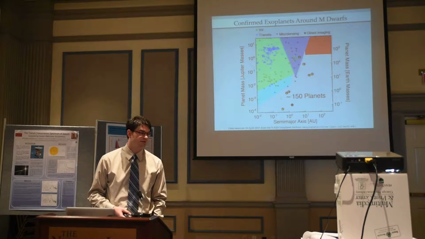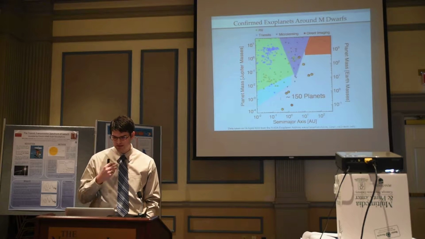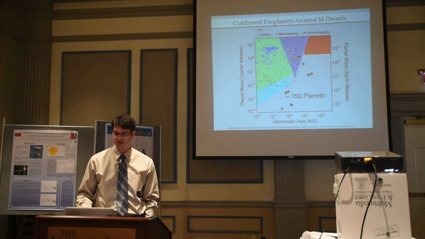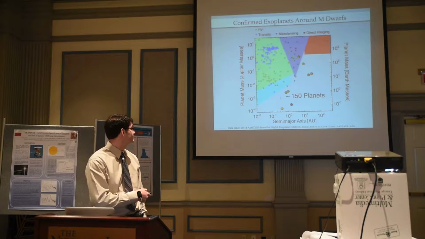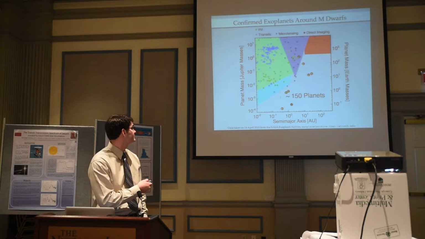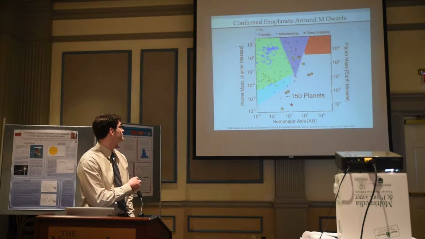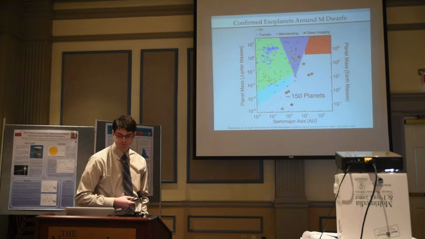Also in this plot, I have indicated rough schematic representations of the sensitivity regions for each of these techniques. Radial velocities and transits sort of cover the smaller separations. Direct imaging probes longer period, more massive planets, and microlensing sort of bridges the gap between these two.